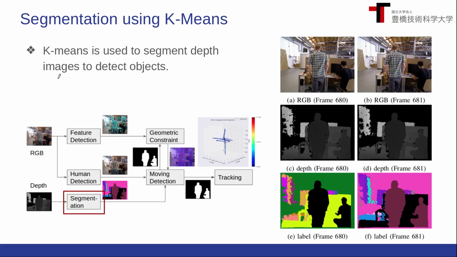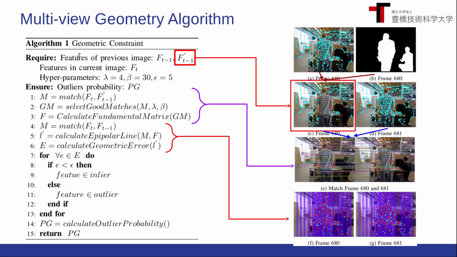Now I will introduce the semantic model. KMOP is used to segment the depth image. This is the result of KMOP. Before we introduce the moving detection model, we first introduce the geometric constraint model and the human detection model. Now I will introduce the geometric constraint model.